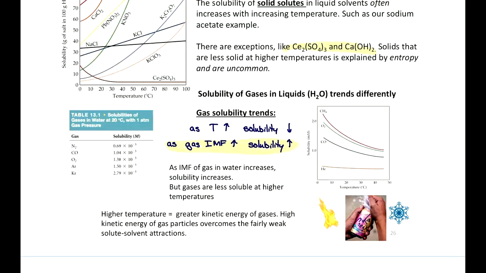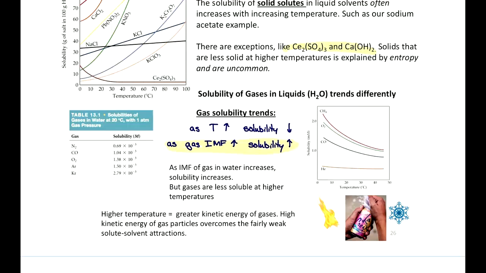So the trends with gases are actually opposite of solids. Gases become less soluble at higher temperatures. Same reason as solids. At higher temperature, there's more kinetic energy. Gases at higher temperature are moving faster. They have greater kinetic energy. And so gases are different than solids, where gases can actually leave the solution. So if a gas has more kinetic energy, it's more likely that it can leave the solution and go flat, right?